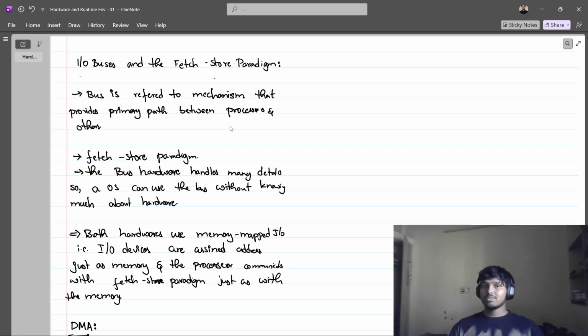So if you want to store something, this processor would signal store with the information and the address you want to store it in, and the memory sees that and takes it and stores it at that address.